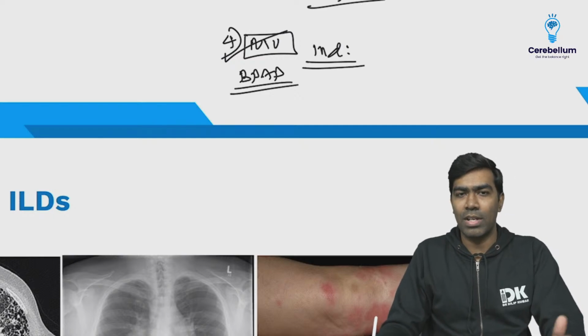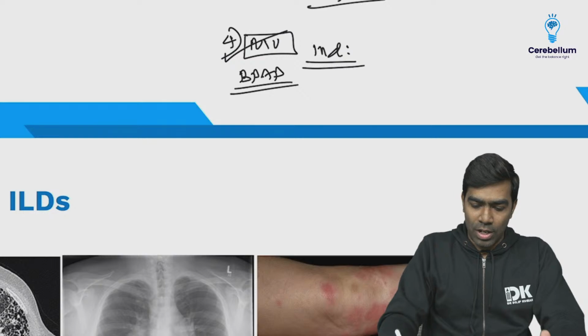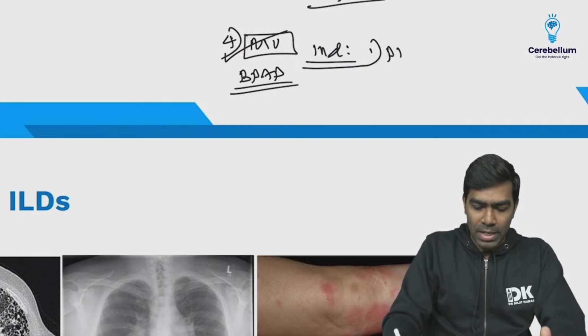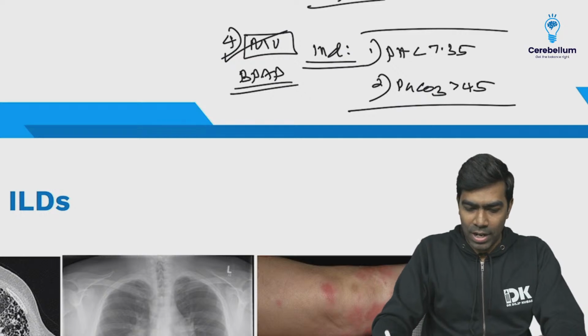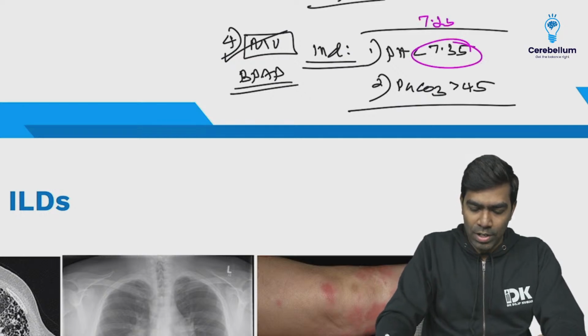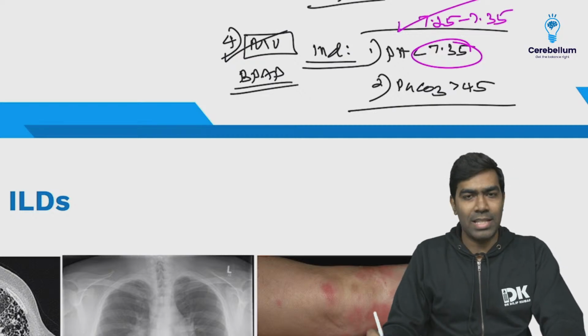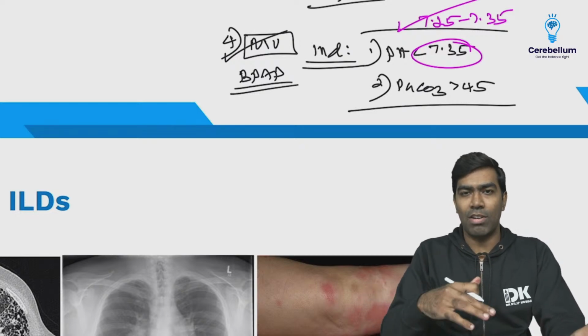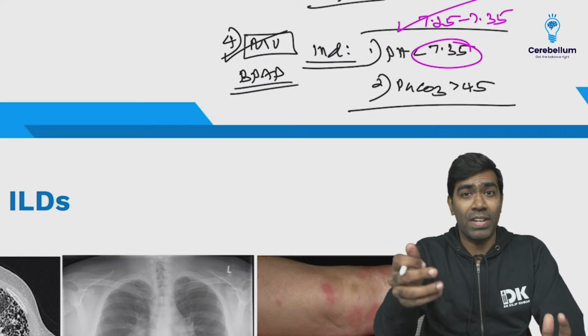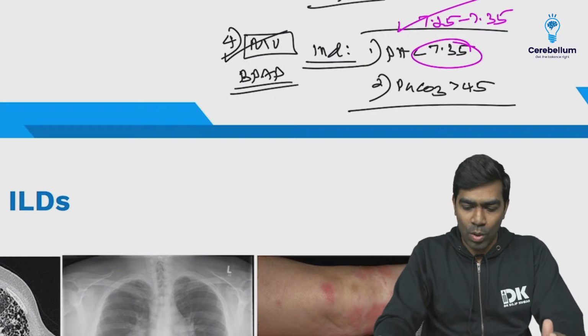What are the indications of BPAP? Number 1, I think we have discussed already: pH less than 7.35. Second, PaCO2 more than 45. So these are the indications for NIV. In fact, if the pH is 7.25 to 7.35, NIV is better. If the pH is less than 7.25, then it's better to avoid NIV. The reason we avoid NIV if the pH is less than 7.25 is because of high rates of NIV failure.